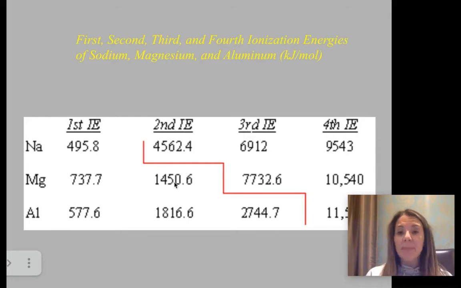A big jump occurs when you try and remove the third electron compared to the first and the second. Magnesium has two valence electrons, takes this much energy to remove the first, takes this much energy to remove the second, but now once you've removed that second electron, you're down to a full octet, a full shell. And that's why we see such a big jump in order to remove the third electron.